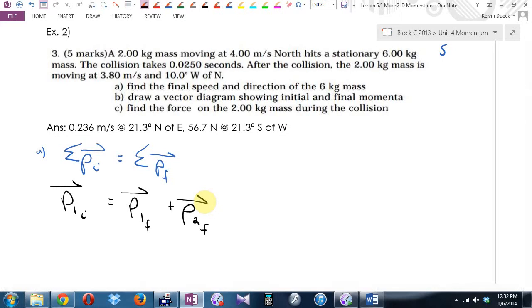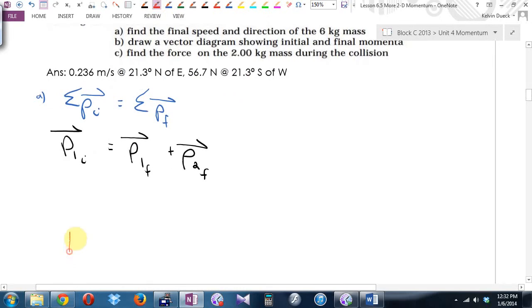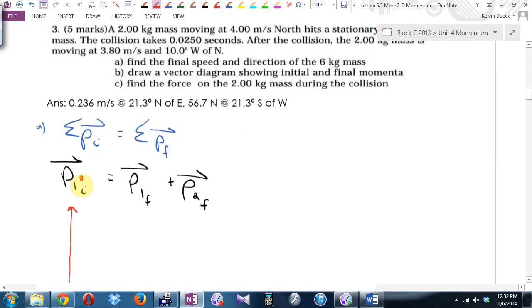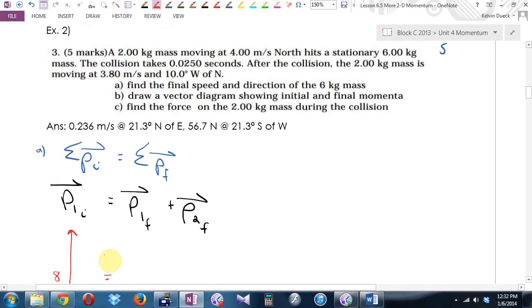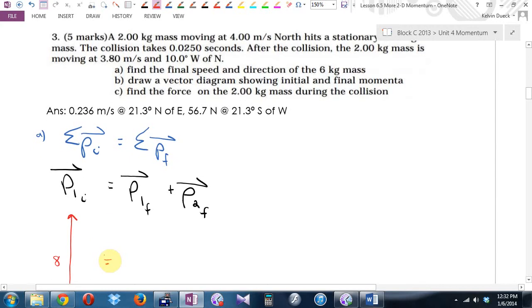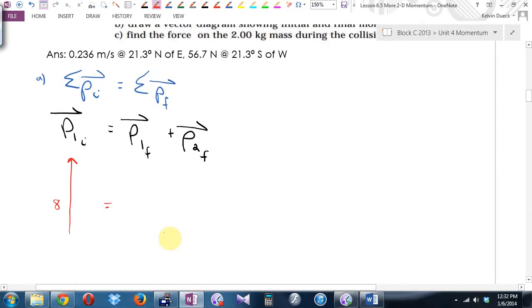North. Right? How big? 2 kilograms, 4 meters per second. That equals 8. Momentum 1 final is 10 degrees west of north. So it's going to go north first, then go 10 degrees west of north.